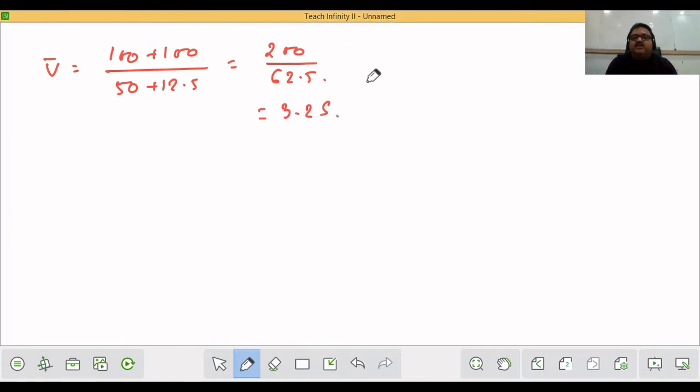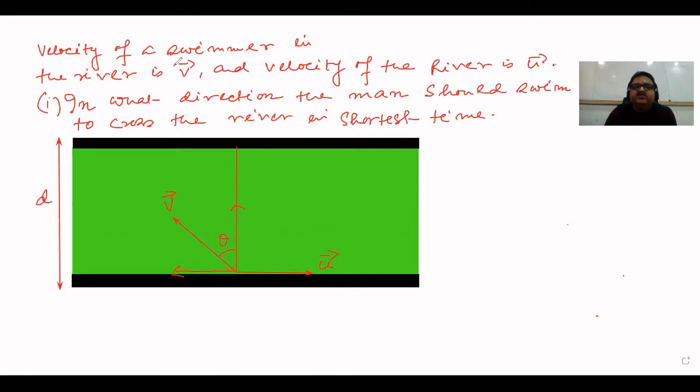Now I'm going to show you how to calculate the shortest time taken to cross a river. Correct? So let me handle a question related to that first. Then I'm going to show it. Okay. Look at this. The problem is given like this. Velocity of a swimmer in the river is V. That means velocity of the swimmer with respect to the river is V vector. And the velocity of the river is U. That means velocity of the river with respect to the ground is U.